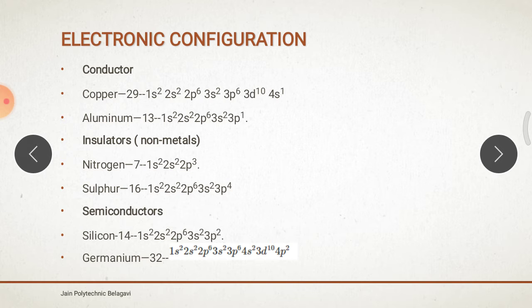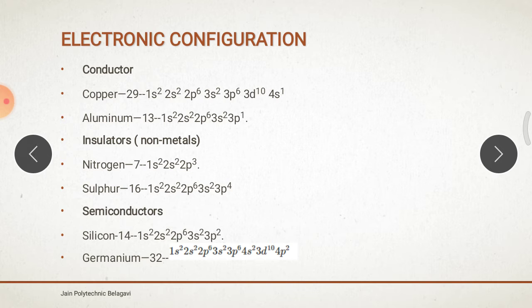I have taken the first example, copper, 29, which is the atomic number. So how can you write the electronic configuration? 1s2, 2s2, 2p6, 3s2, 3p6, 3d10 and 4s1. Just observe that in the last orbit, that is the fourth orbit, it is having only one electron.